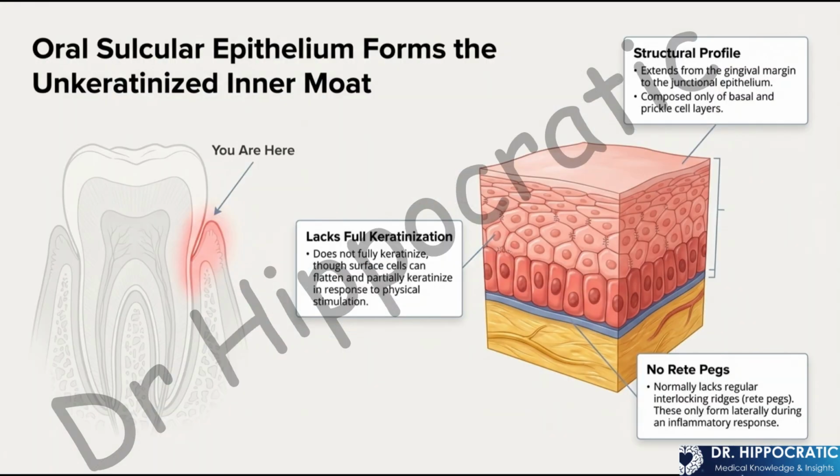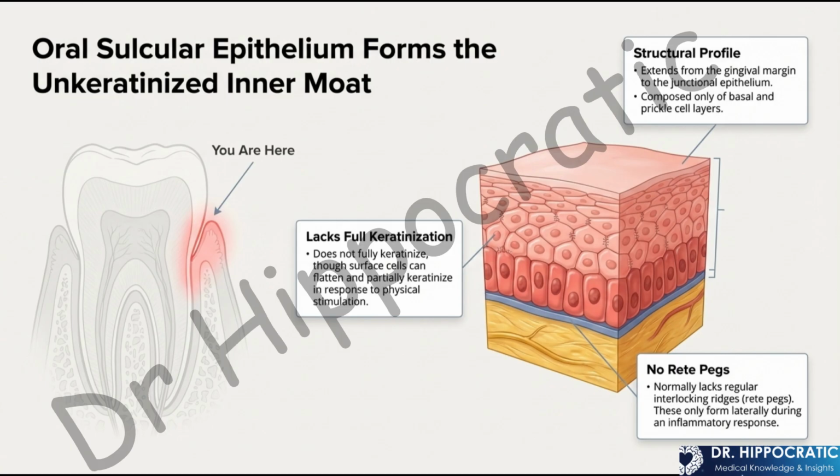On slide 5, we shift from that tough outer wall to the inner moat, the oral sulcular epithelium. So this is the soft tissue wall lining the little pocket right up against the tooth. Structurally, it extends from the gingival margin down to the junctional epithelium. Right. But unlike our outer wall with its 4 layers, this inner moat only has 2 layers, the basal and the prickle cell layers. It doesn't have that heavy keratin armor.